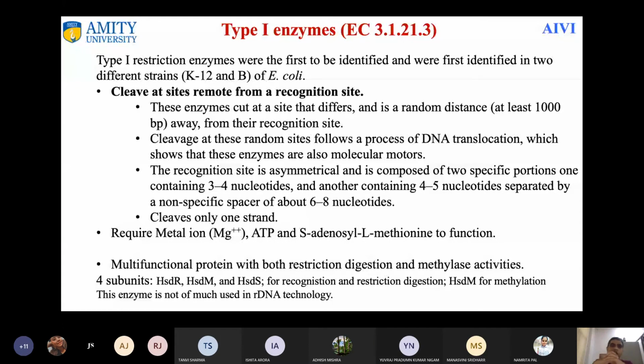Then comes the second thing, cleavage at these random sites. Excuse me, sir, what is the remote site? Remote means away. Where something is located away from you, that is remote to you.